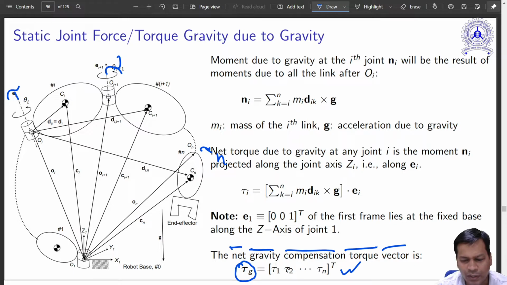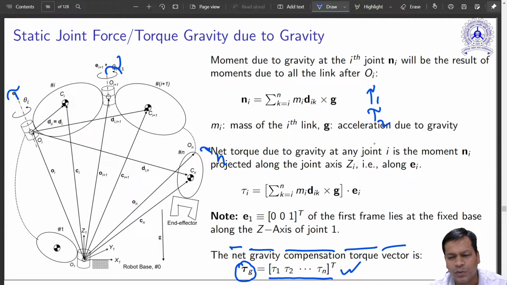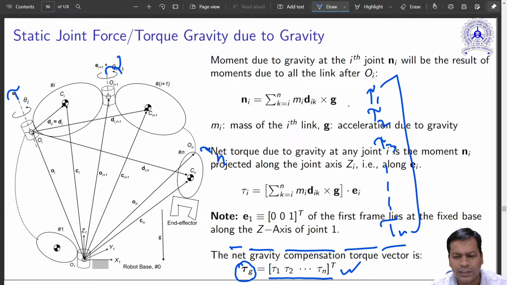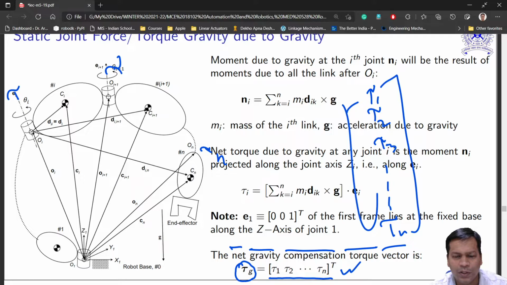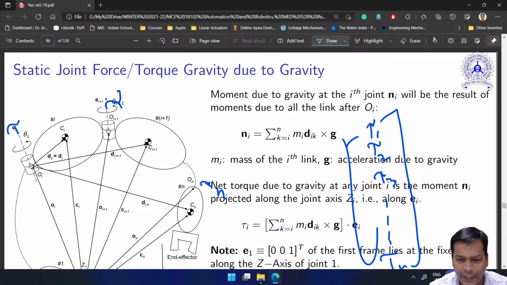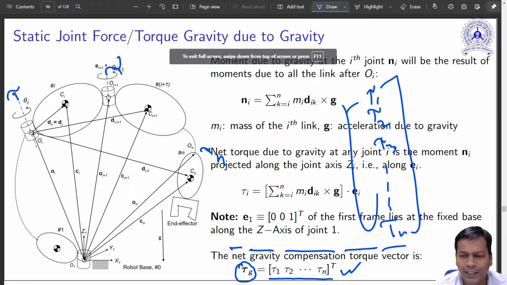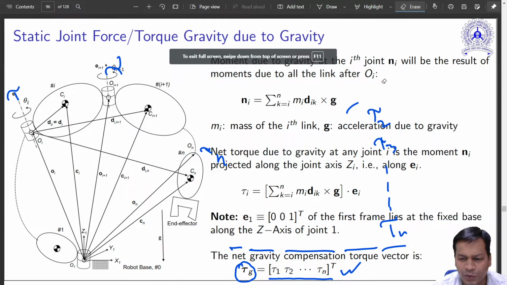Okay, so all the torques I have arranged in a matrix form like this, or it can be written as T1, T2, T3 and so on till tau n. So vertically it can be written like this. Got it? So that is your torque now. That is exactly the thing that I wanted to tell you.